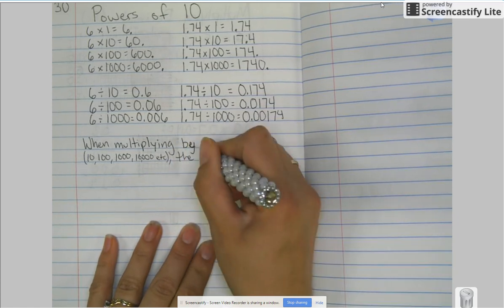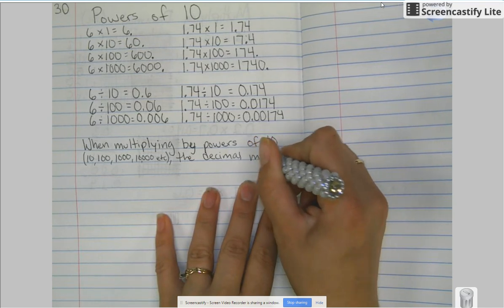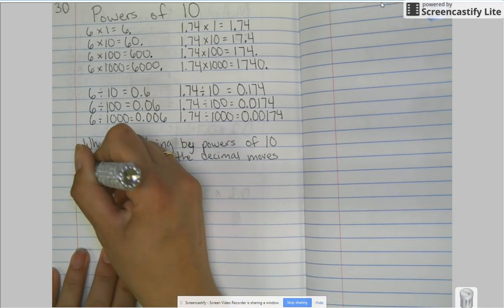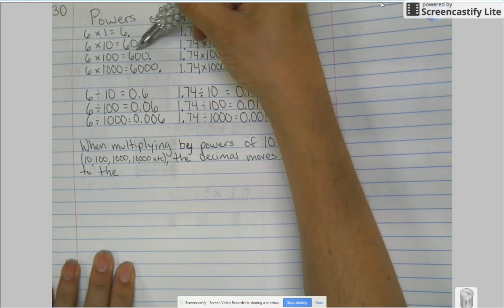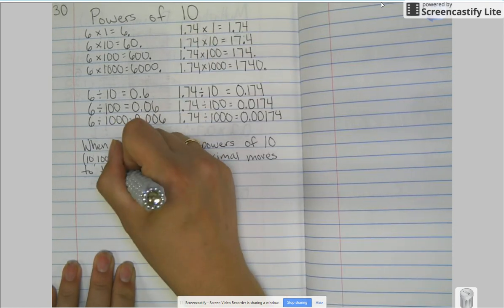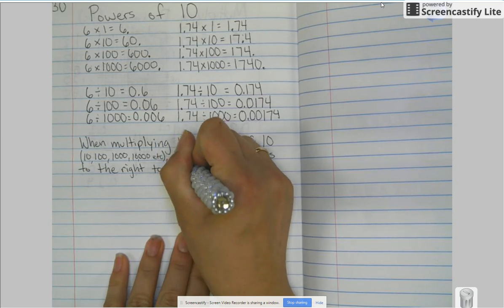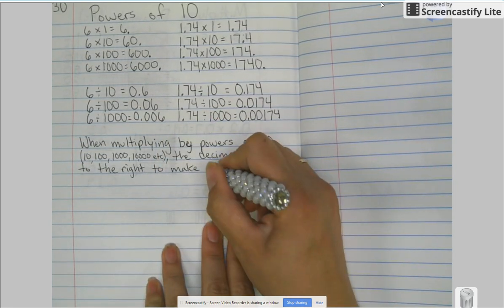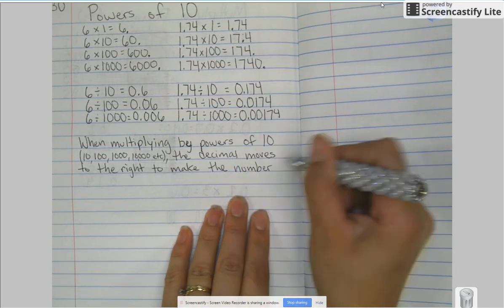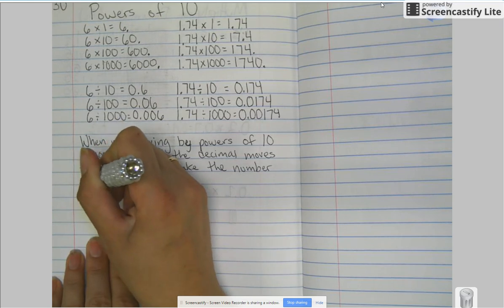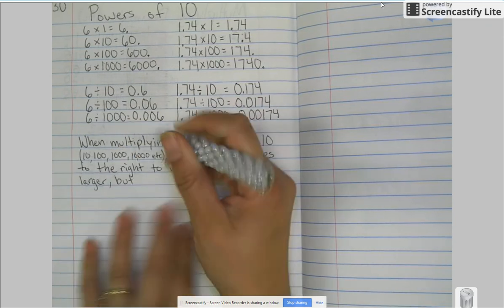The decimal moves to the right to make the number larger. But the digits stay the same.